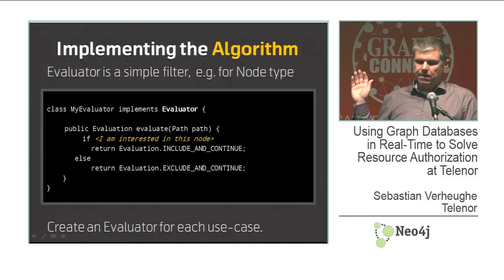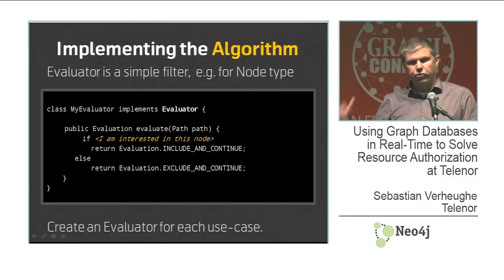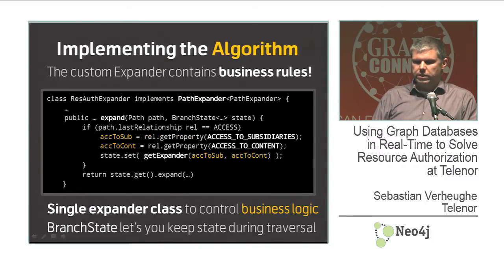So, the evaluator is basically, am I going to return a node or not? Maybe it's the node type. If you want to retrieve all subscriptions, the implementation says, if it's a node of type subscription, then return it. And the other part is the expander. The split is that the evaluator just says include or exclude. An expander is where the business logic resides. So this is the single most important class in the solution, because here is all the business logic.